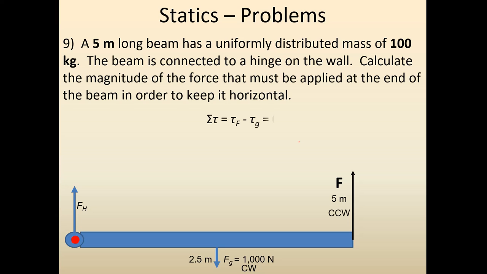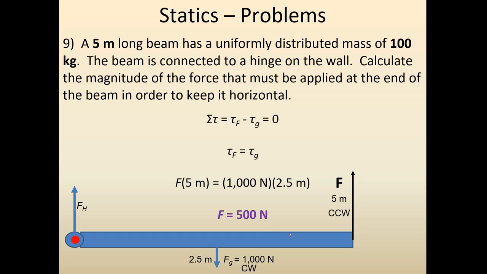With all of this, I now can use my torque equation. So sum of the torques equals 0. The torque coming from this force being applied and the torque coming from gravity are going to be equal to each other. Because these are acting at right angles, I can actually just use F times r and I don't have to use the sine theta part. So I just do F times 5 equals 1,000 times 2.5, and I get that the force that I pull up with is 500.